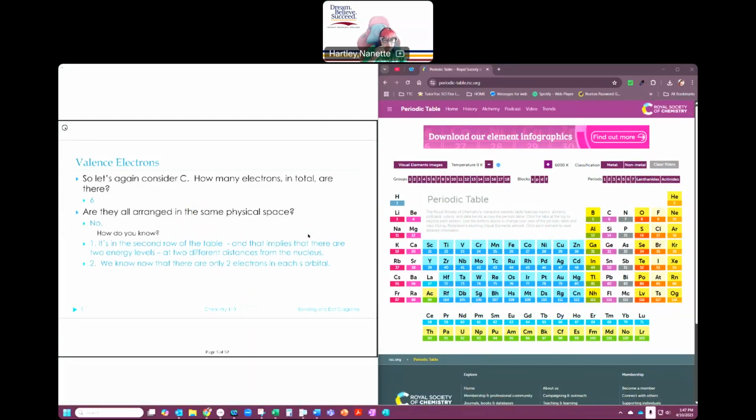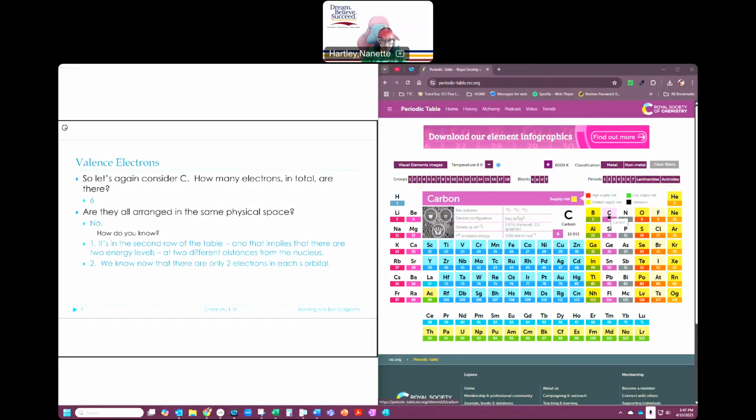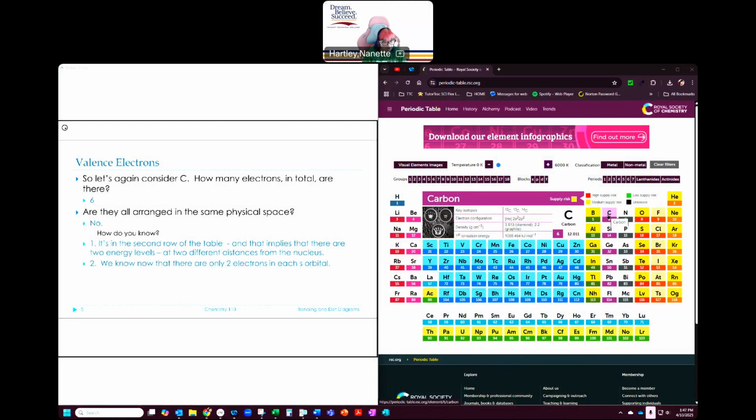So let's talk about valence electrons. Let's consider carbon. How many electrons in total are there on carbon? Carbon's right here. His atomic number is 6, so he should have 6 total electrons.